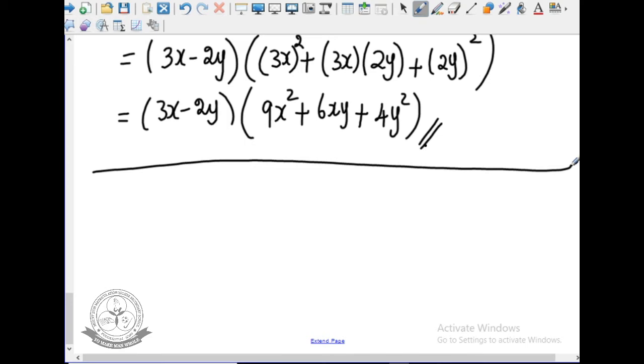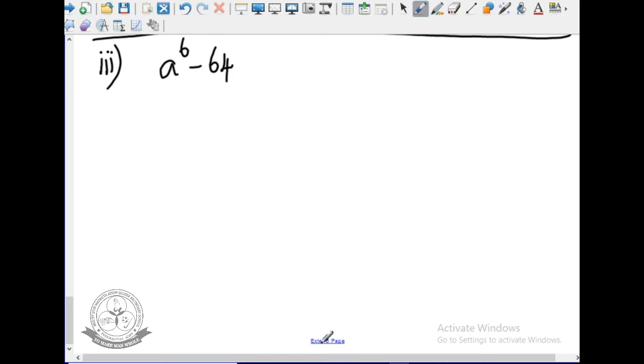Then next is the third factorization: a power 6 minus 64. This is a little bit difficult, so you can watch clearly. Here a is to the power of 6. We don't have a direct formula for power 6, so we have to make it a cube or a square, and then it can be converted. So a power 6 minus 64.